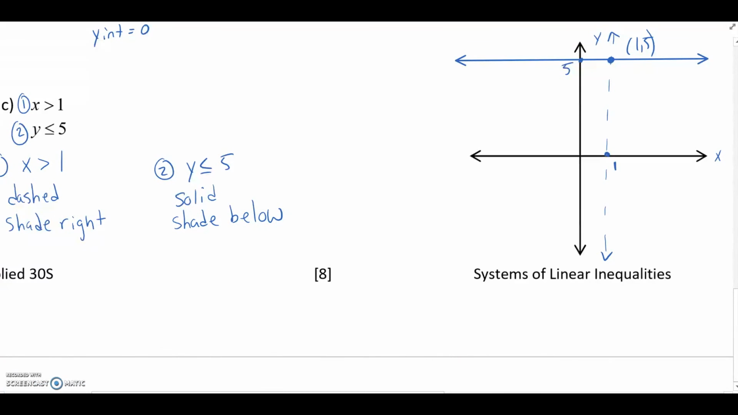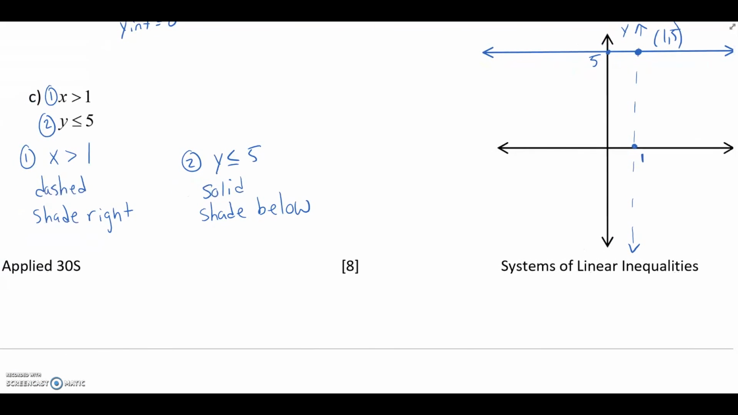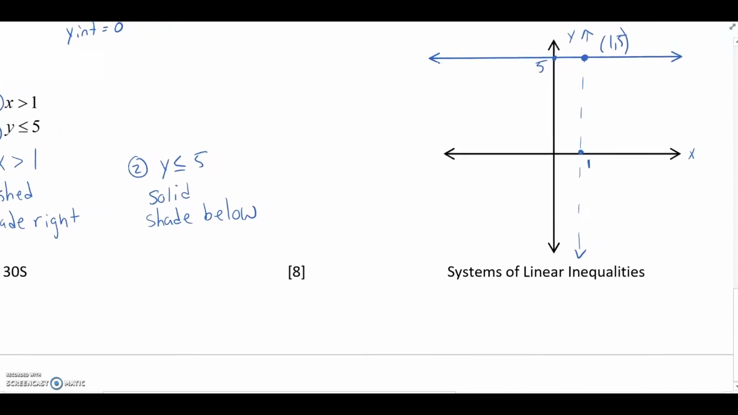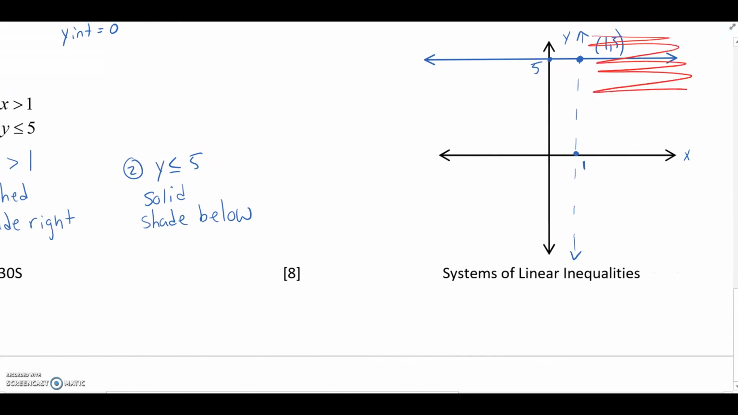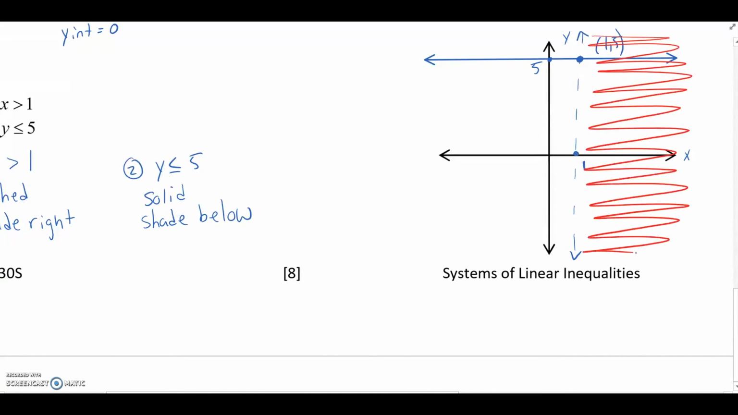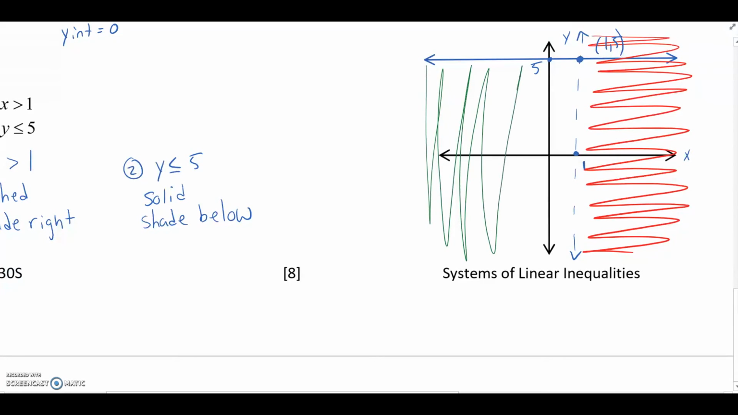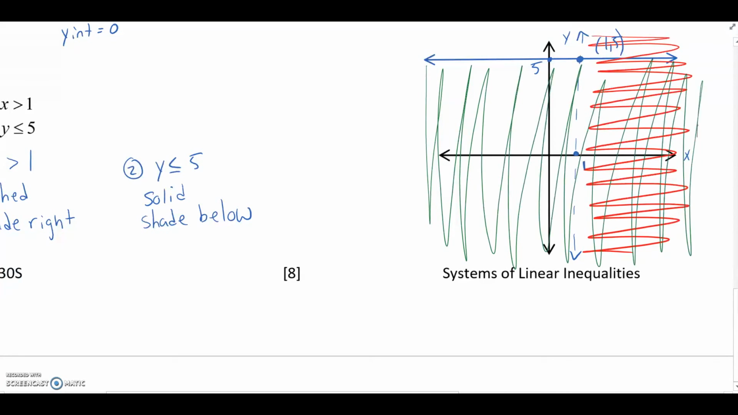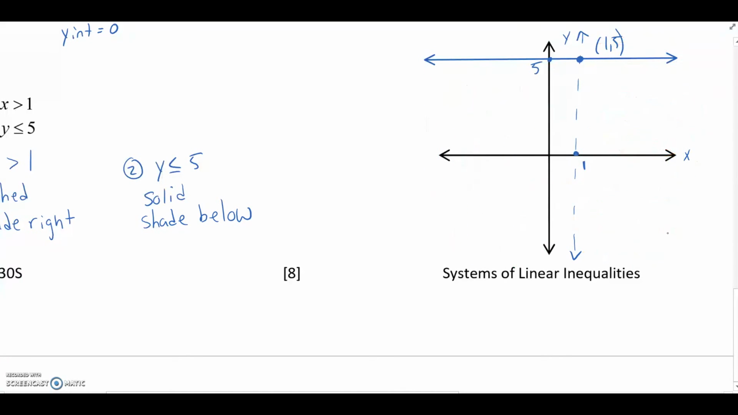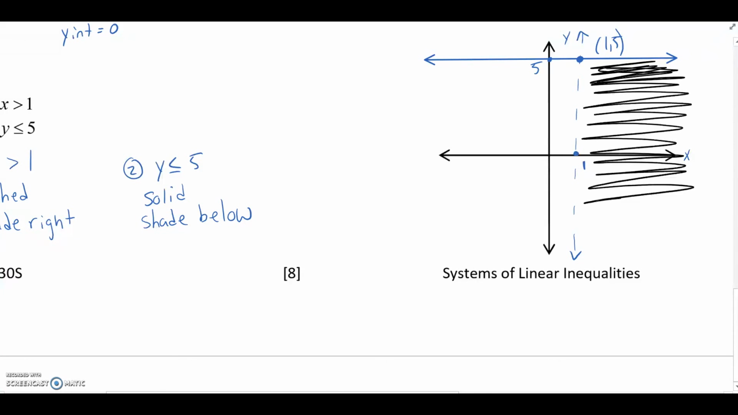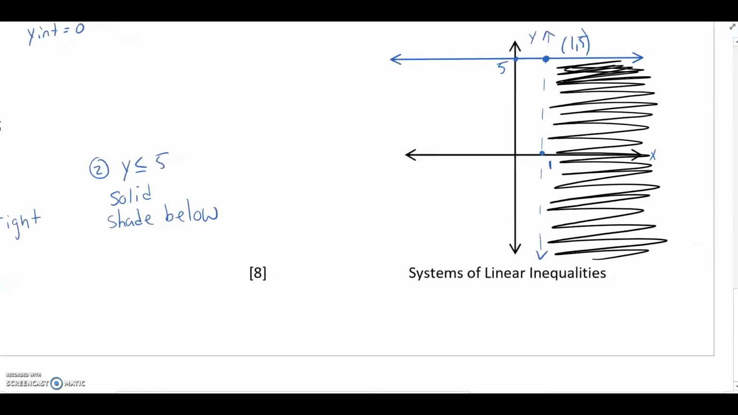Okay, so we can do our shading now. Shade to the right of my vertical line, so that would be here. Shade to the right, and shade below for my horizontal line. So you can see where those two shaded regions overlap. So we don't have to write all of that down. Let's just shade in the overlap. So that would be here, to give us our solution region.